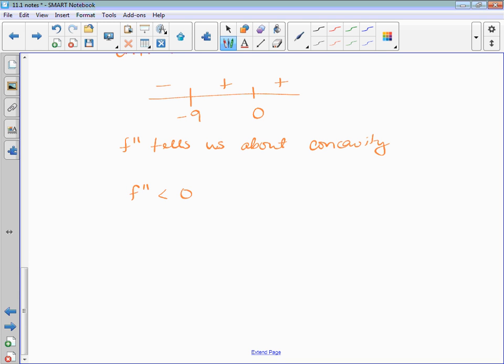So when the second derivative is negative, what do you think that tells us? Concave down. Yeah, that means the original f of x is concave down. It tells us about concavity. So what about if the second derivative is greater than 0? What does that tell us about our original function?